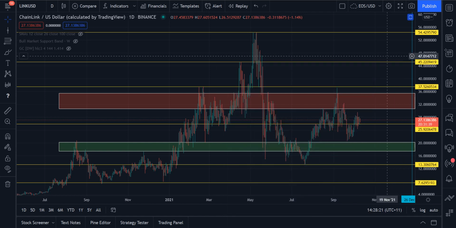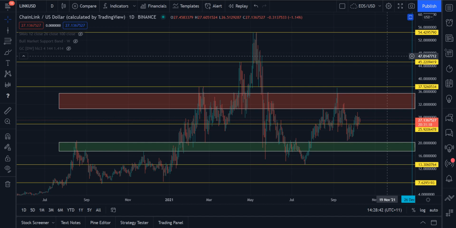I've done Chainlink before in the past, only about a month ago, but I want to make an updated video on this because I've just identified a brand new fractal on Chainlink that I haven't actually seen before. I didn't seem to pick it up in my last analysis, and I was just scouring through the charts this morning and I've got a new fractal on there. So for all of you guys who like Chainlink, this video is for you.